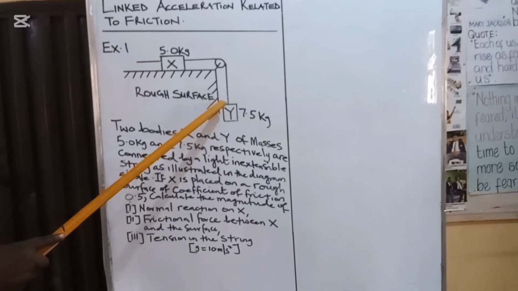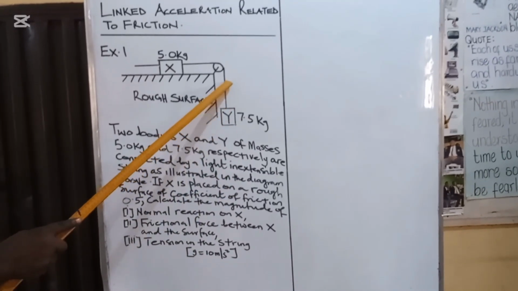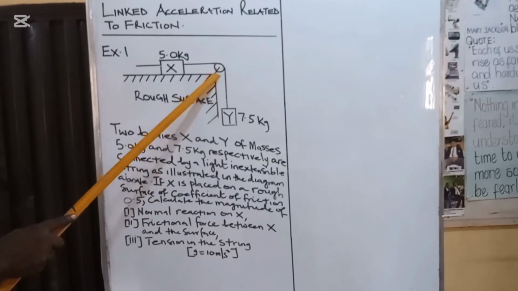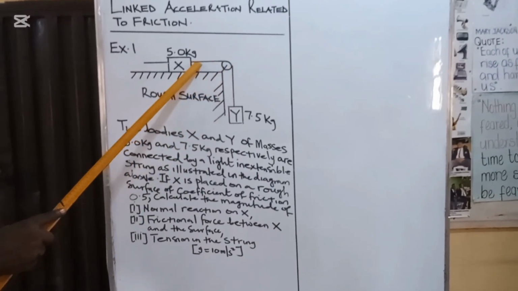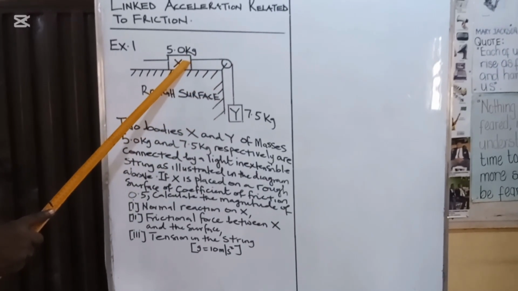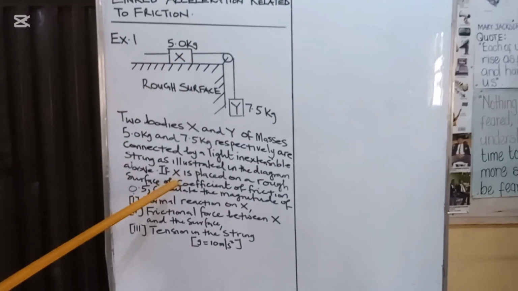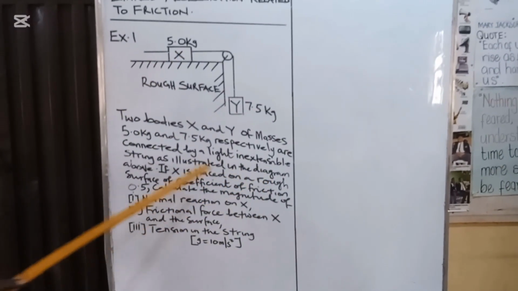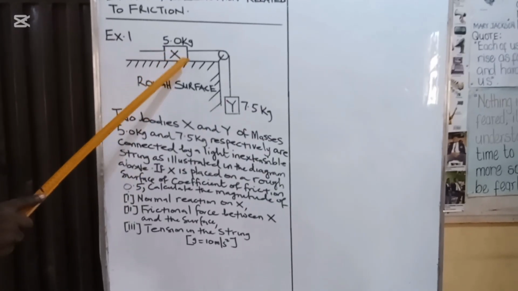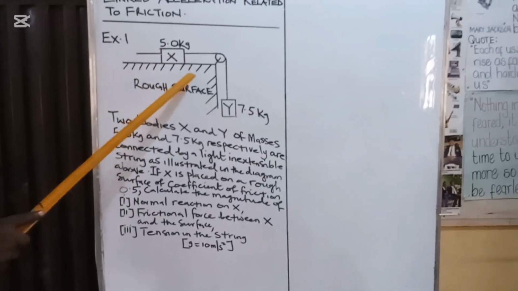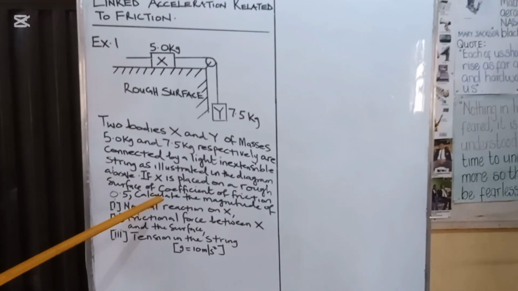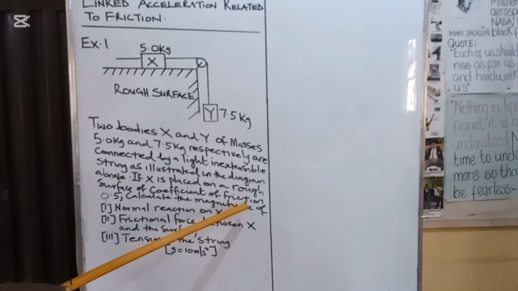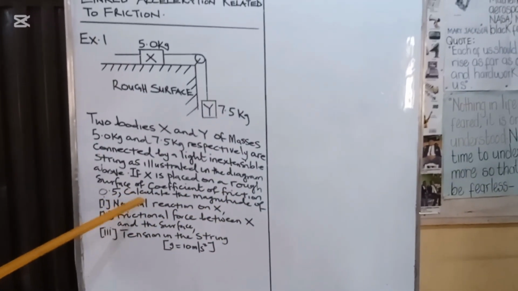Look at the light inextensible string passing through the groove of the pulley and connecting the mass x. Are we there? If x is placed on a rough surface, this rough surface, of coefficient of friction 0.5.